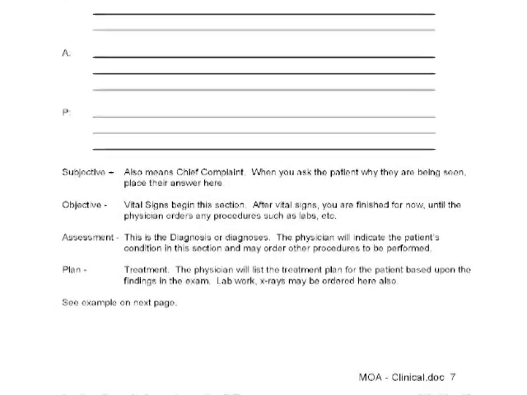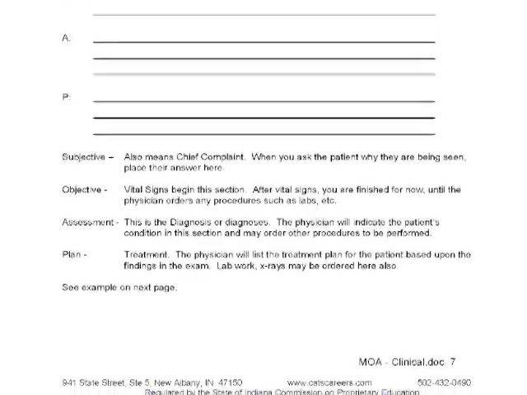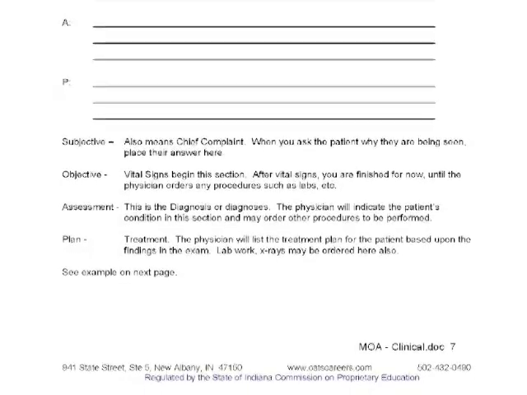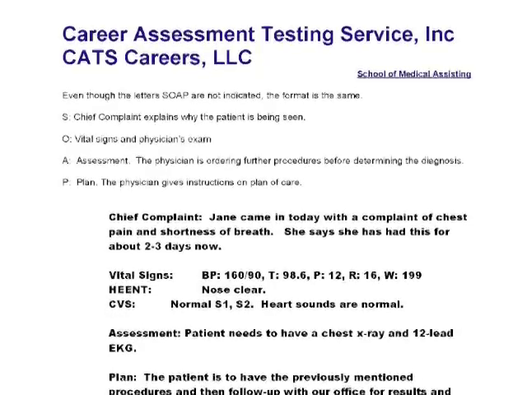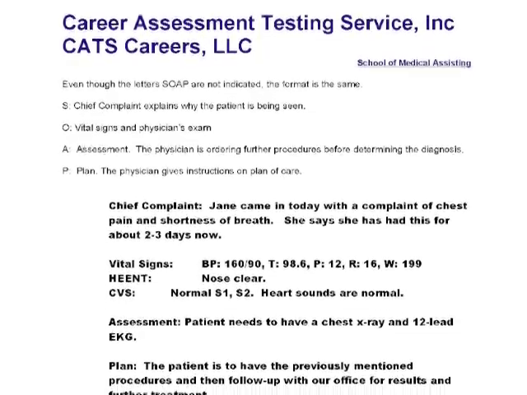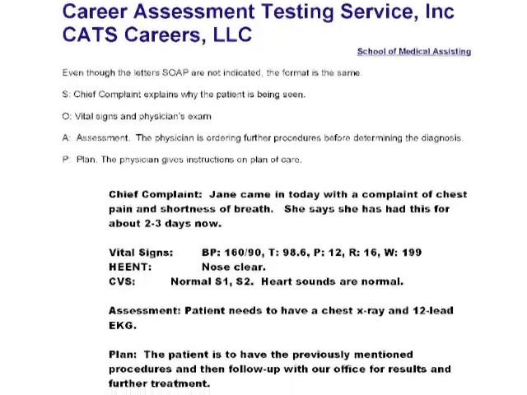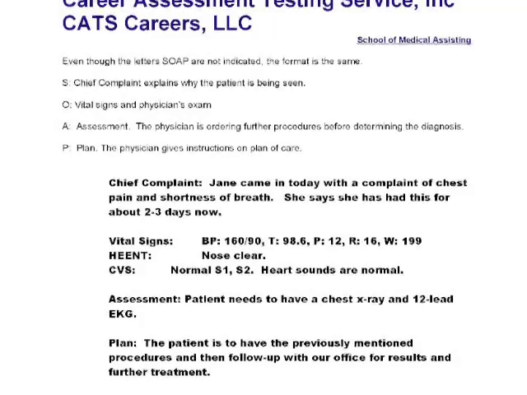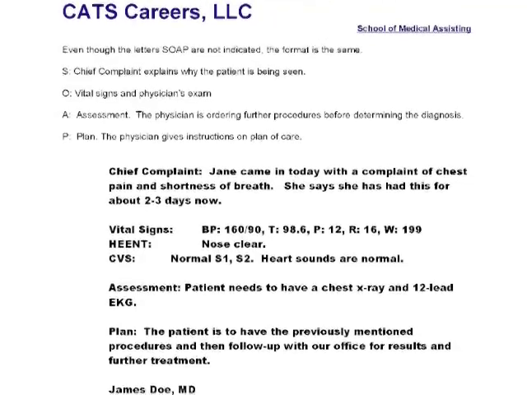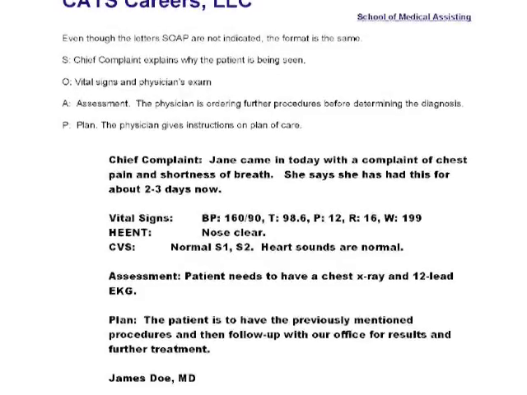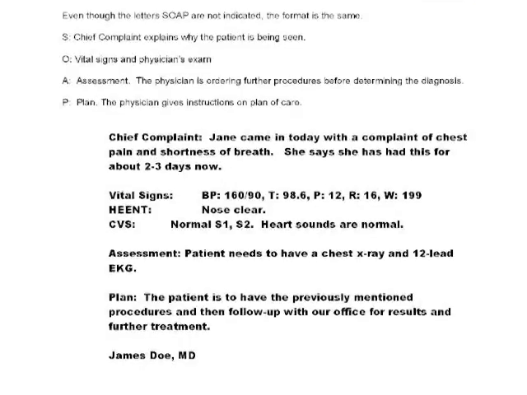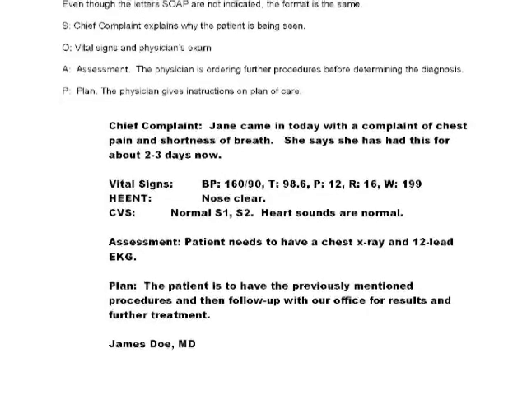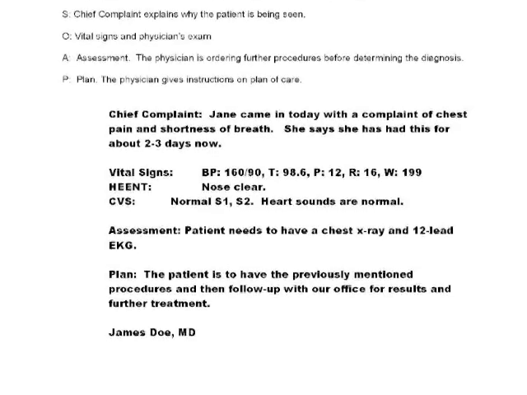A is for assessment. This is the diagnosis section. Diagnosis is singular, diagnoses is plural. The physician will indicate, even though this SOAP note doesn't have the actual letters S-O-A-P, the format is the same. S also means chief complaint. The chief complaint explains why the patient is being seen. In this document, Jane came in today with a complaint of chest pain and shortness of breath. She says she has had this for about 2 to 3 days now.